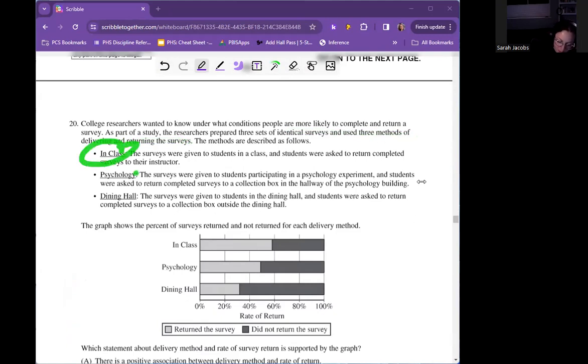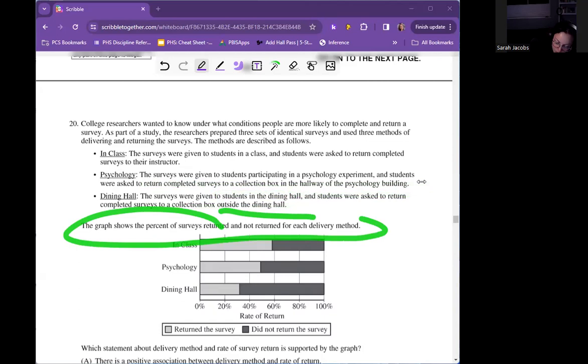So in class, surveys were given to students in a class. Students were asked to return completed surveys to their instructor. Pretty straightforward. The surveys were given to students participating in a psychology experiment, and students were asked to return completed surveys to a collection box. Lastly, the dining hall. Surveys were given to students in the dining hall, and students were asked to return completed surveys to a collection box outside the dining hall.